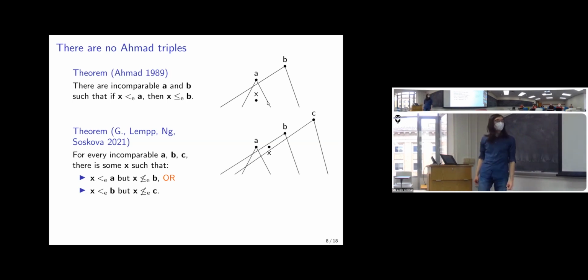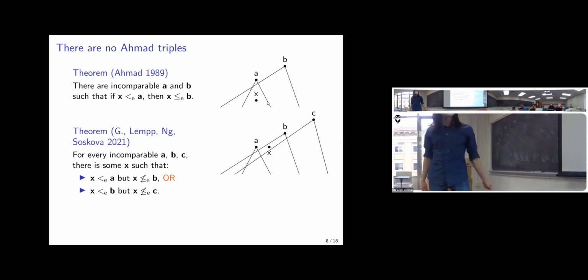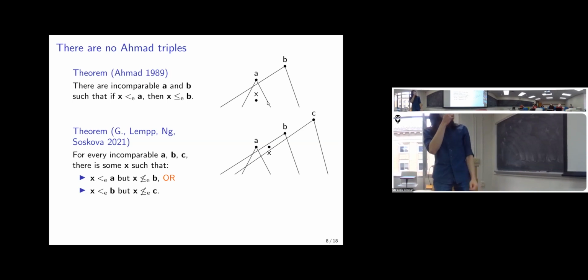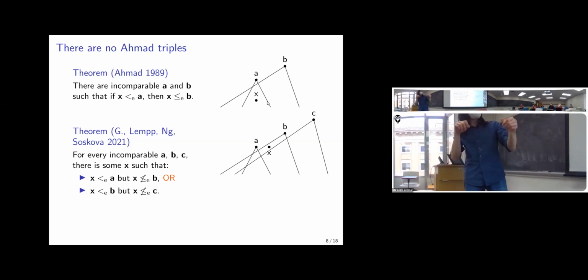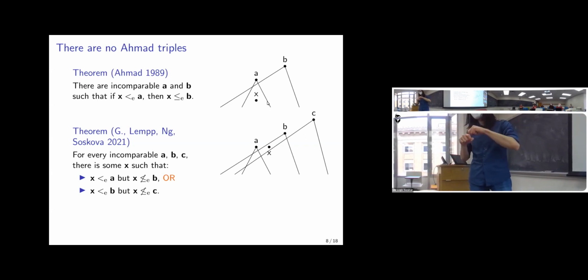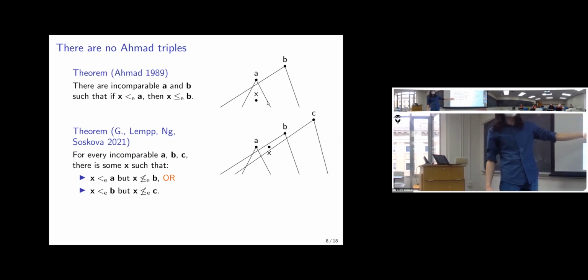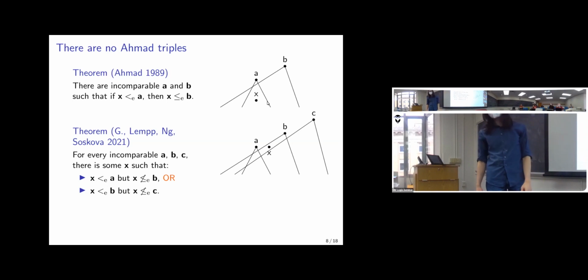Here's one possible scenario if you have incomparable A, B, and C. I've drawn this to suggest that A and B are an Ahmad pair, so maybe everything that's strictly below A is below B. That's possible, right? Ahmad pairs exist. But in that case, our theorem says that you must be able to find something below B that is not below C. The assumption that A and B is an Ahmad pair means that the first bullet point fails, which means that the second bullet point must be true. So that's the X in the picture.